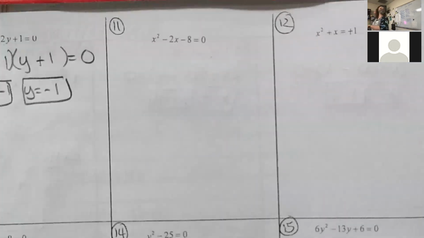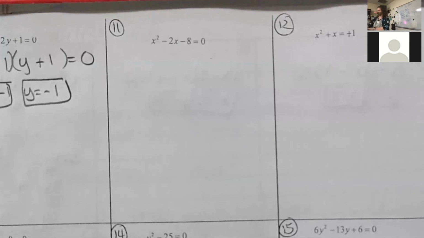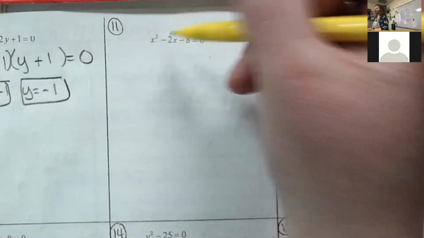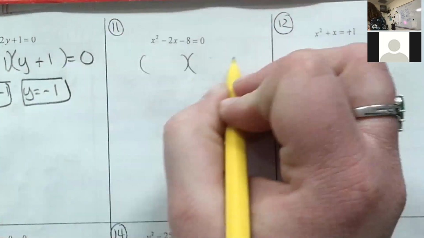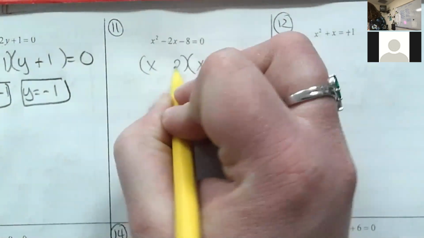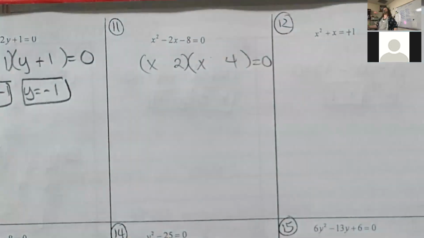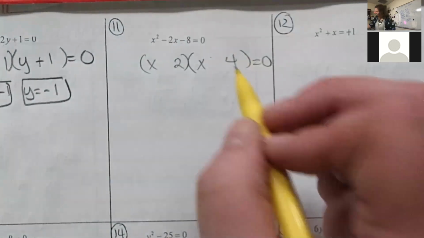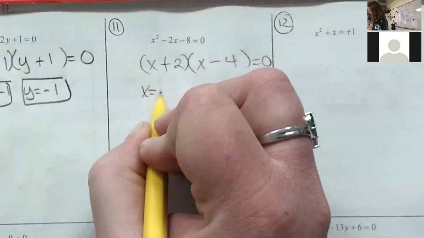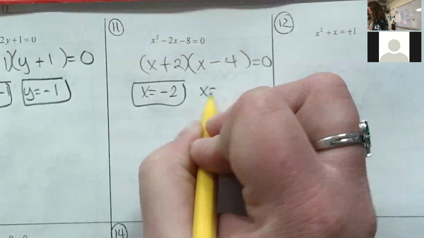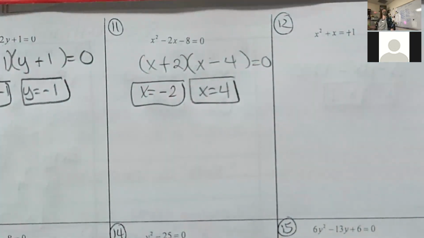Number 11. Is that equal to 0? Yep. All right. Factors of 8 that subtract to get me 2. 2 and 4. Okay, I need to get to a -2. A -4, yep, and a positive 2. Now set them both equal to 0. X equals a -2, and x equals a positive 4. So fun when they work out so nice.